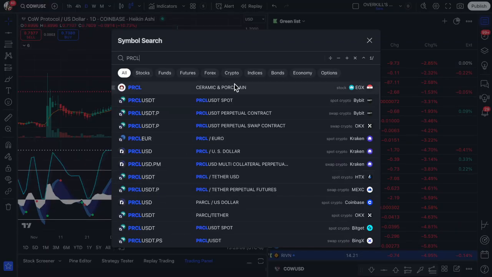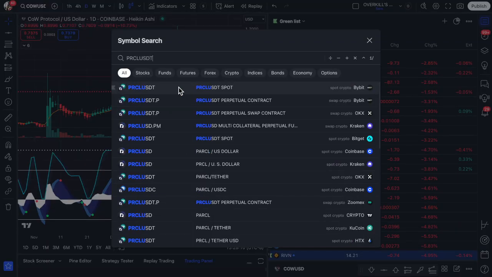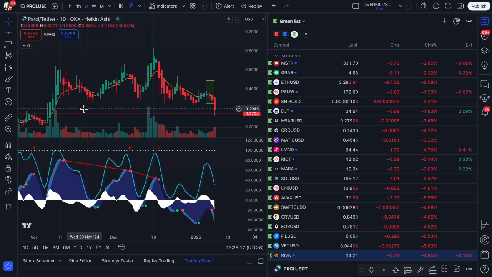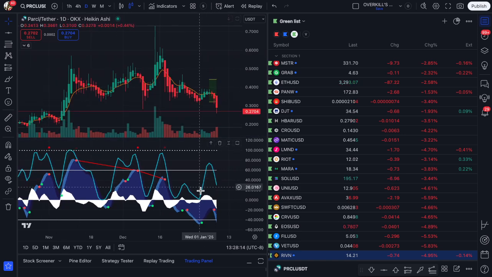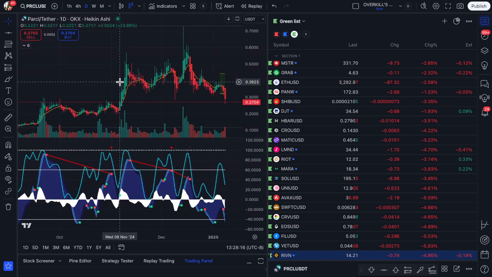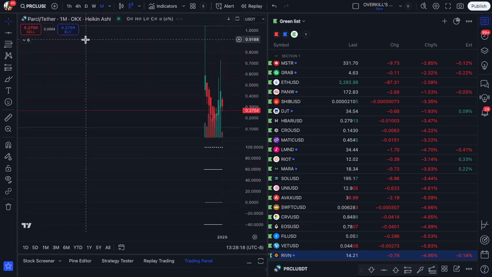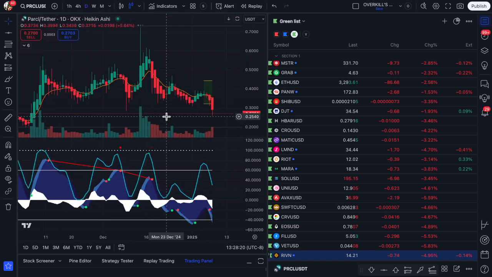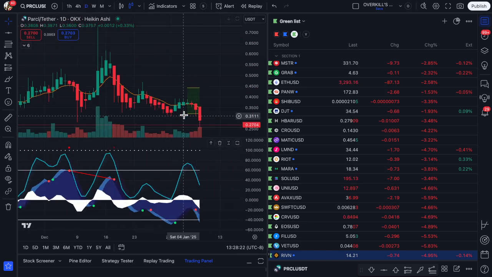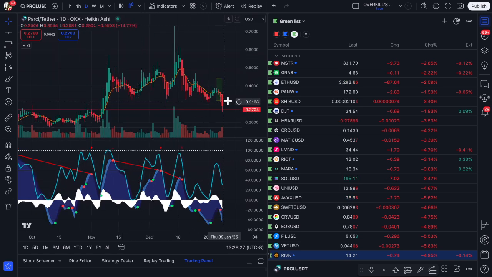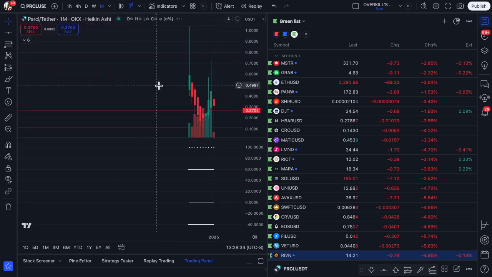PRCL. So it's a crypto. Breaking down below the golden zone. Got the red dot yesterday. That one's ugly. You just want to wait for the next green dot. You should have been selling here on this red dot on Tuesday. That was at 36 cents, and that thing's sitting at 27 now. So wait for the green dot, see where we bottom. And monthly chart is still red.